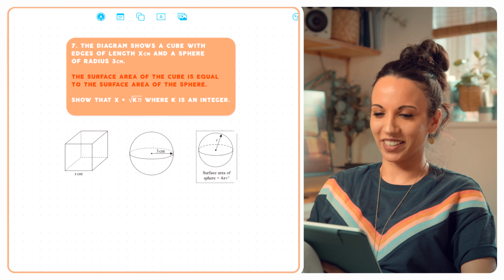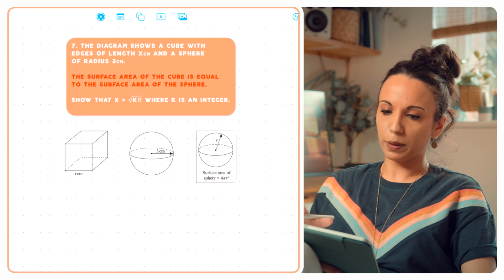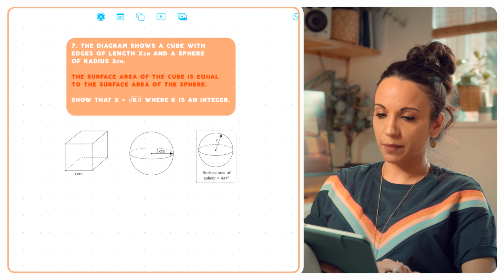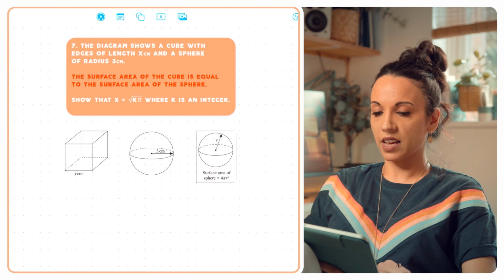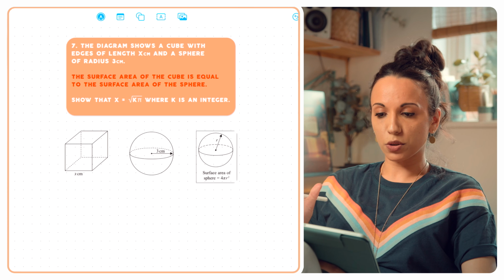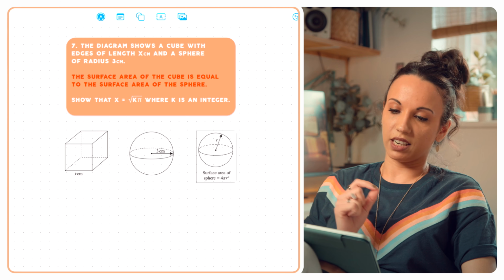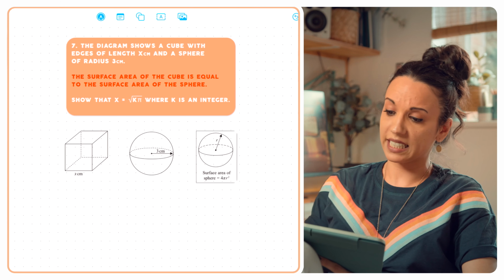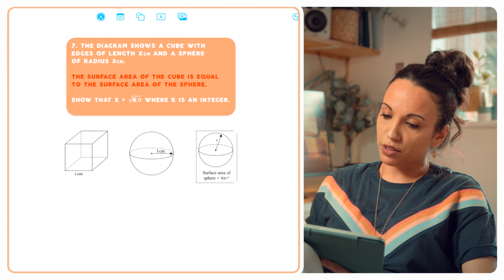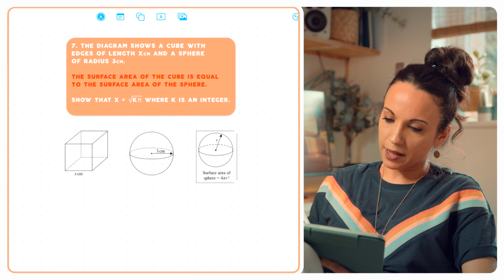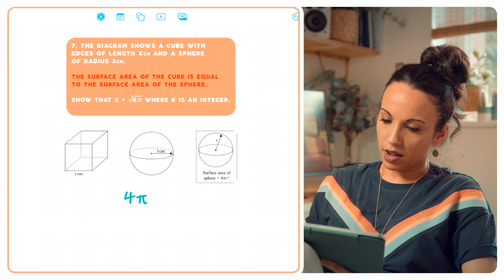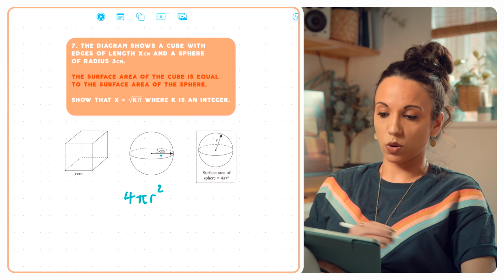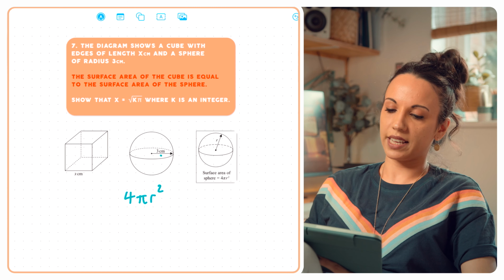Okay, question 7. The diagram shows a cube with edges of length x centimetres and a sphere of radius 3 centimetres. The surface area of the cube is equal to the surface area of the sphere. Okay, so they've given us the surface area of the sphere here, or at least given us the formula for it. So the formula for the surface area of the sphere is 4 pi r squared, but we've been given the radius, that's what r stands for, the radius of the sphere is 3.